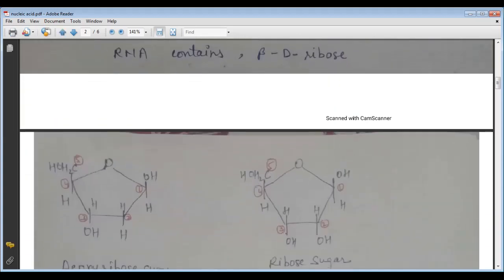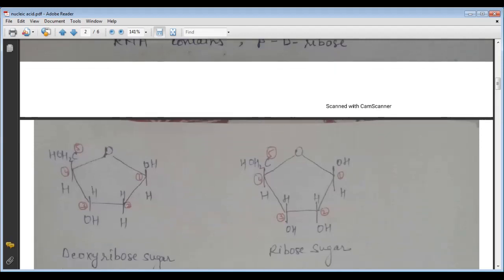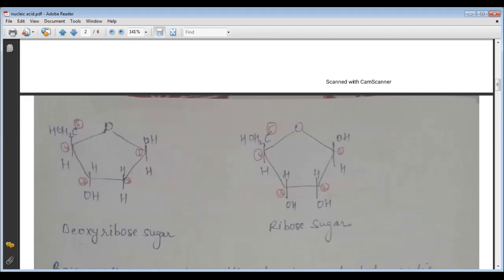As we know, the sugar here is called the pentose sugar, and this is the structure of the pentose sugar. The first is the deoxyribose sugar, in which one oxygen is less than the ribose sugar, and here is the structure of the ribose sugar. This is the pentose sugar which is present in the nucleotide or the nucleoside, right?